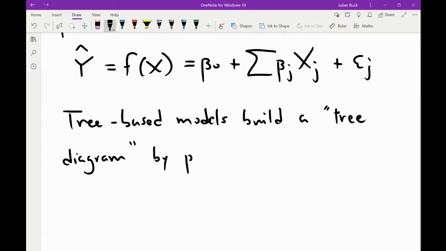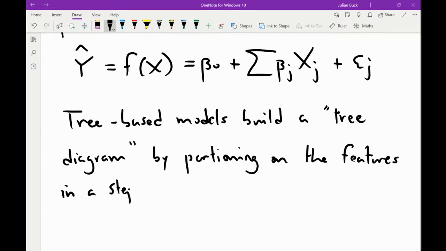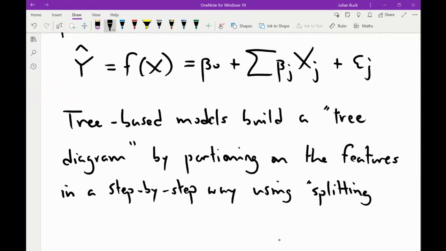By partitioning on the features in a step-by-step way, using what we're going to call splitting rules. Now, all these terms, we're going to define them carefully.